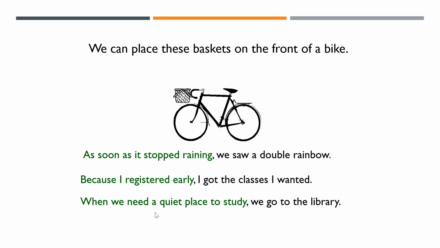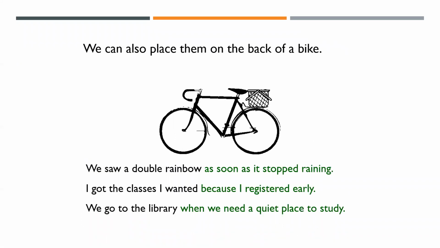Next one is "When we need a quiet place to study, we go to the library." So you have this one is additional information, and then we have the subject "we," and then the predicate "need," okay, and then the object is "a quiet place to study." Next one, we have the independent sentence or independent clause. We have the subject "we," and then the predicate "go," and then "to the library" as the explanation.